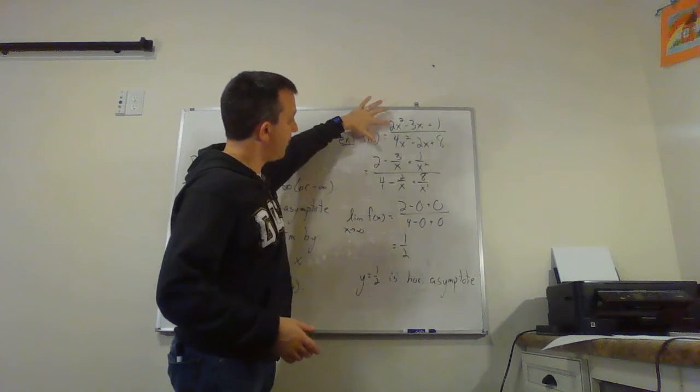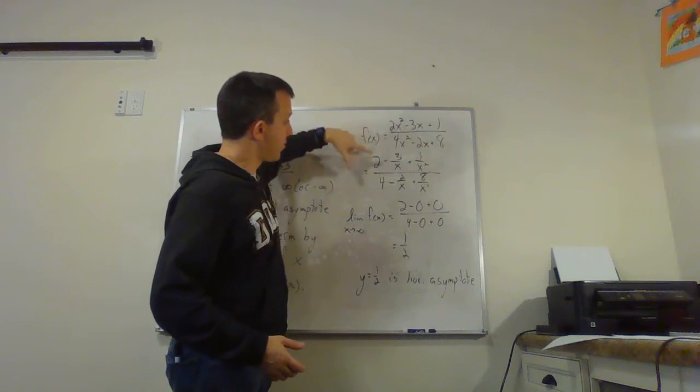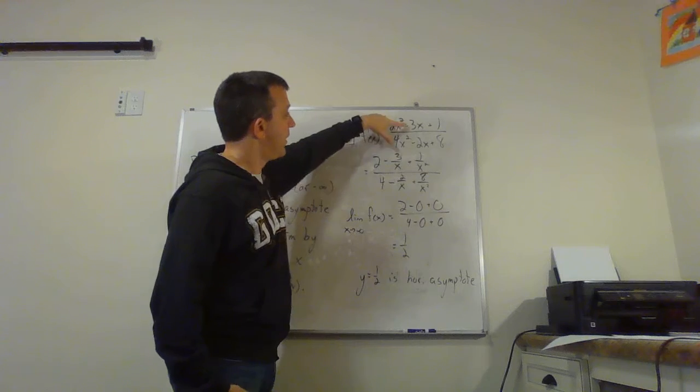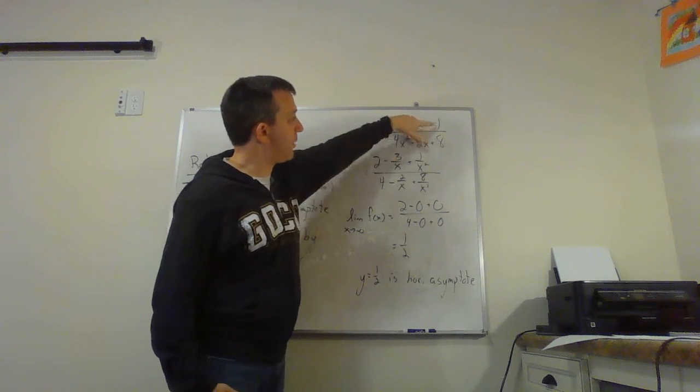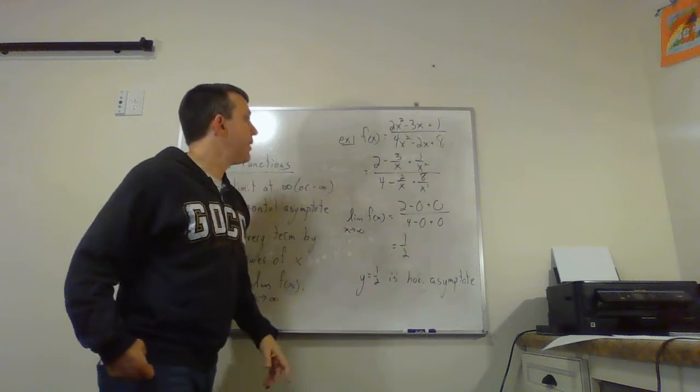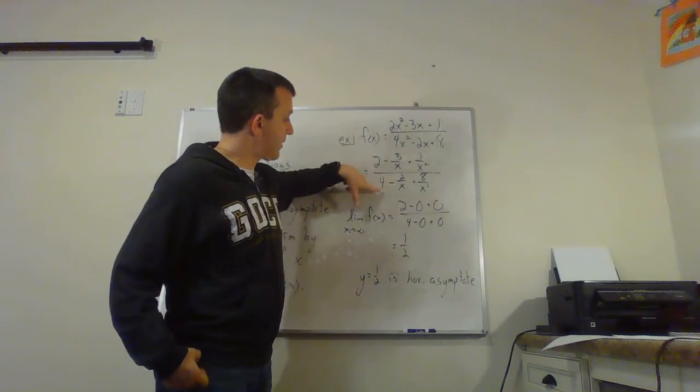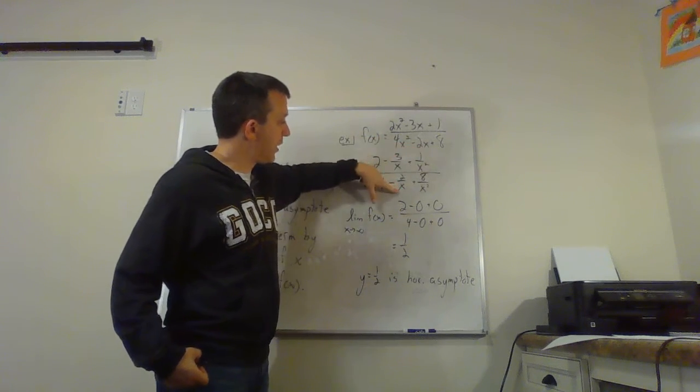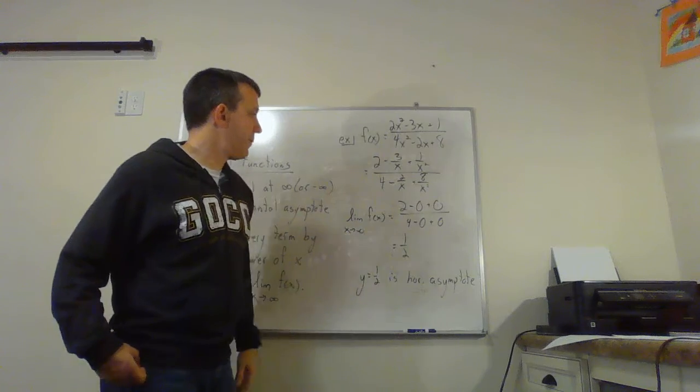I'll let you sort through it, but basically x squared divided by x squared is just 1, so I was left with the 2. Here, I'll be left with an x on the bottom, and 1 over x squared is 1 over x squared. Same thing on the bottom, the x squareds will cancel out when I divide. I'll be left with 1 on the bottom, and 8 over x squared.